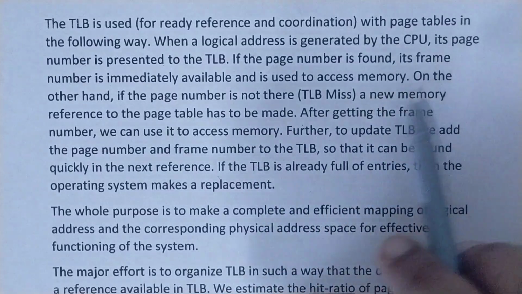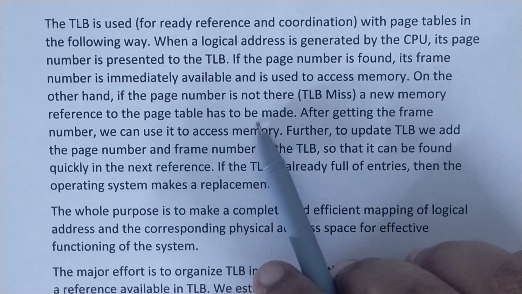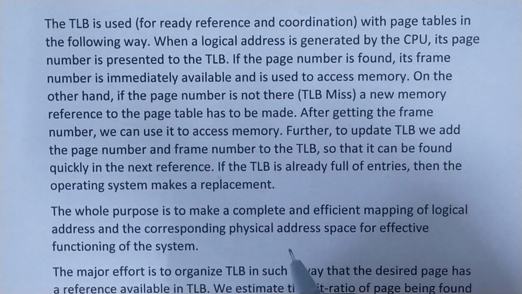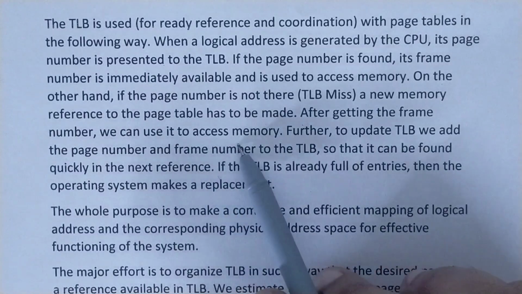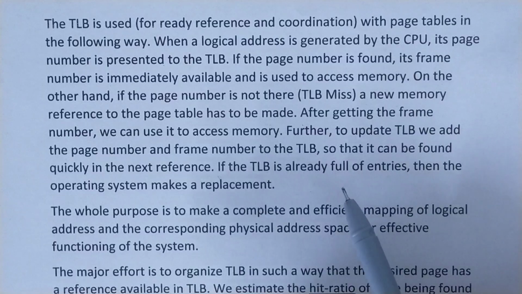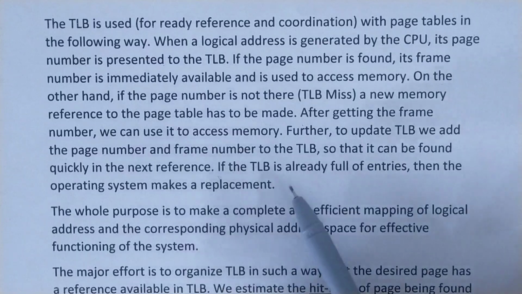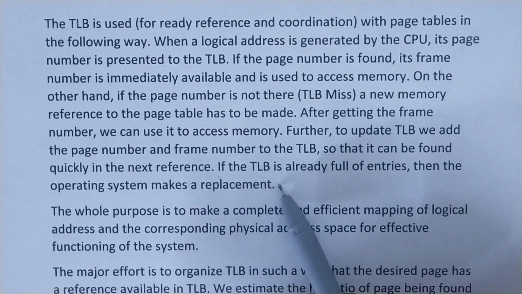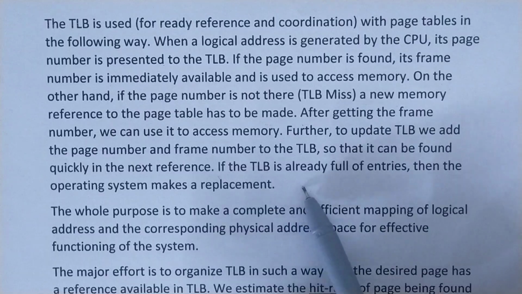On the other hand, if the page number is not found in TLB, then it is TLB miss, so a new memory reference to the page table has to be made. So after getting the frame number, we can use it to access physical memory. Further, to update TLB, we add page number and corresponding frame number to the TLB so that it can be found quickly in the next reference. If the TLB is full of entries, then the operating system can make a replacement.